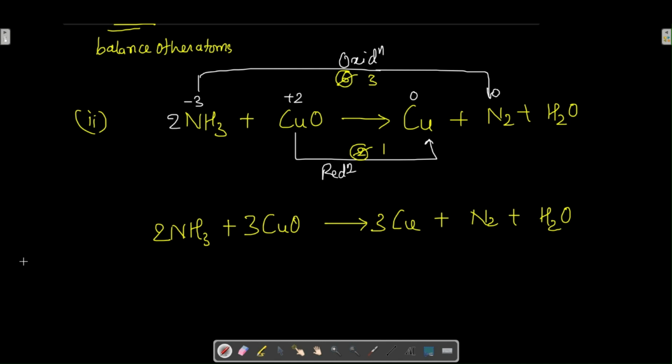Now except hydrogen and oxygen, balance all other atoms. Copper 3, copper 3, nitrogen 2, nitrogen 2. Come to hydrogen, 2 into 3 is 6. So here only 2, so make it 6, multiply with 3. Now if you check, oxygen is already balanced, 3 and 3. So this is how you balance in only 2 steps.